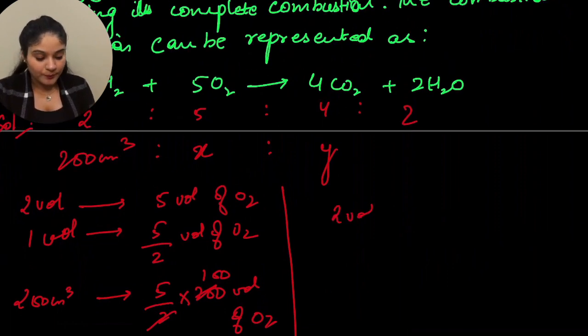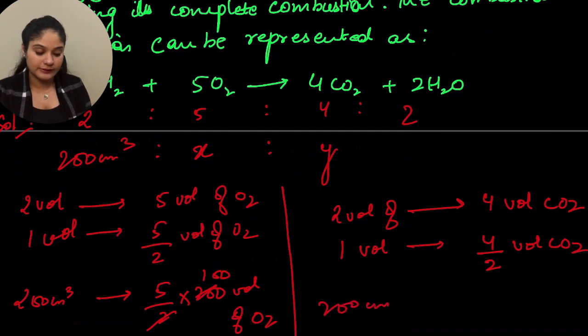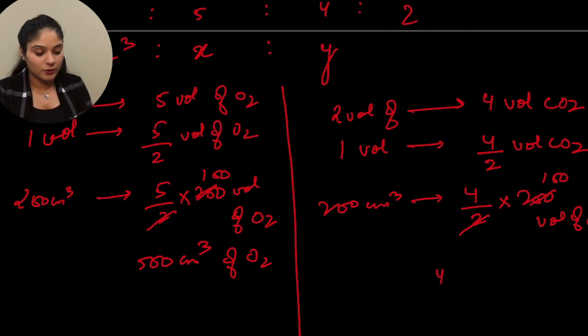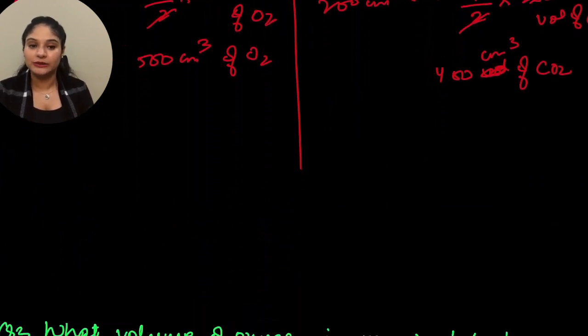So 2 volumes of acetylene give you 4 volumes of carbon dioxide. So 1 volume of acetylene will give you 4 by 2 volumes of carbon dioxide, and 200 centimeter cubes of acetylene will give you 4 by 2 times 200 volumes of carbon dioxide. So if I solve this further, you end up getting 400 centimeter cube of carbon dioxide produced. Okay, that's it. Let's move to the next question.